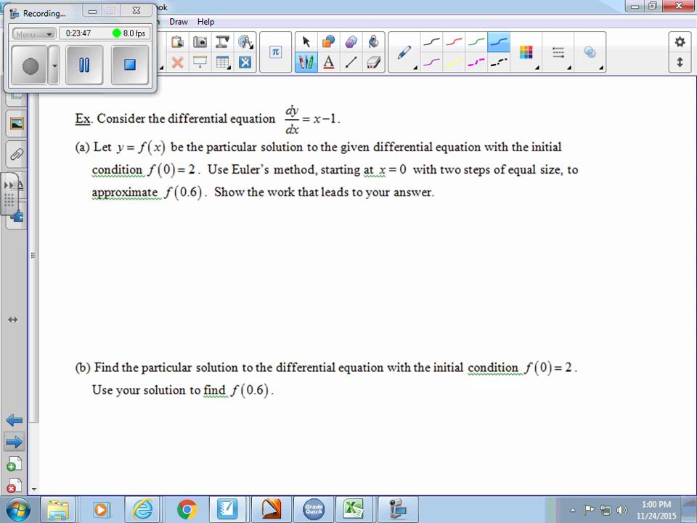Now what does that mean each step size is going to be? 0.3. Everyone agree? To get from 0 to 0.6, with 2 increments, I'm going to be going up by 0.3. Show the work that leads to your answer. You can use a table. You can use tangent lines. Nobody cares which one you use. Which one do y'all want to use, just out of curiosity?